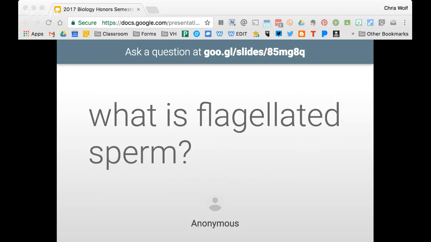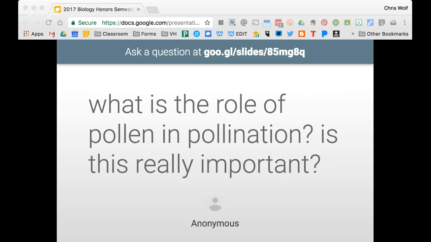What is the role of pollen in pollination? Is it really important? Well, pollination wouldn't happen if there was no pollen. So yes, it is really important. But if you're asking if it's really important for the final, I would say it's mildly important. Pollination is a very important advantage for seed-producing plants, so I'd know definitely that evolutionary tie to it. In terms of the details of how pollination occurs and how the pollen grain is formed, I would not worry about that. That is a lot of detail that you're not going to be responsible for knowing.